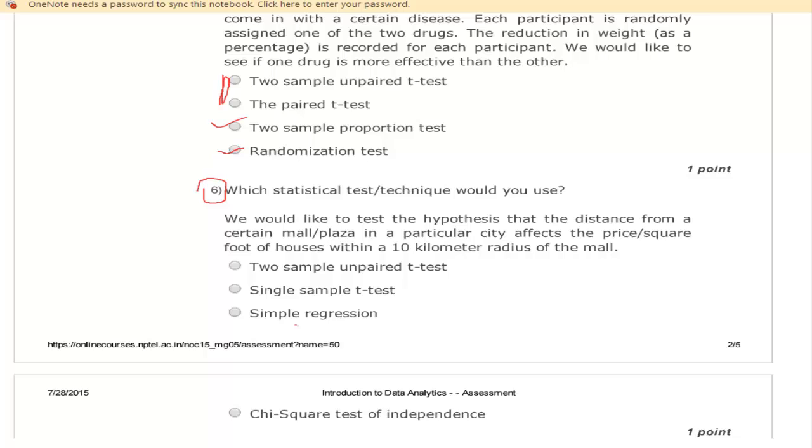With the single sample t-test, you are trying to say something about the population mean, but you have a single data set. You don't have 2 data sets. With the single data set of heights, say, you're trying to say, is the average population height equal to 130 or 140 centimeters? So it's a very specific number that you're trying to see if the population height is equal to.